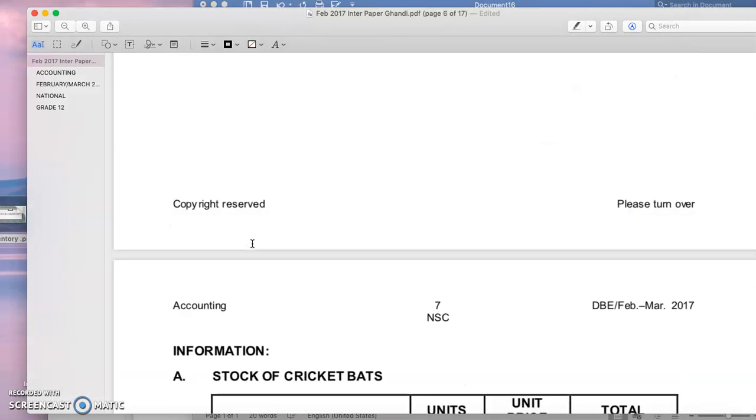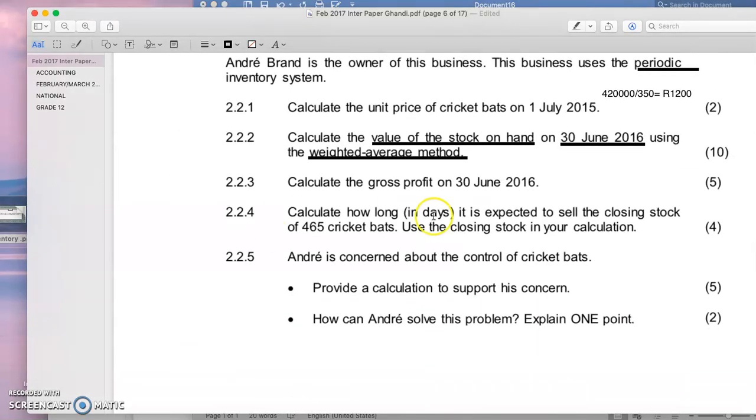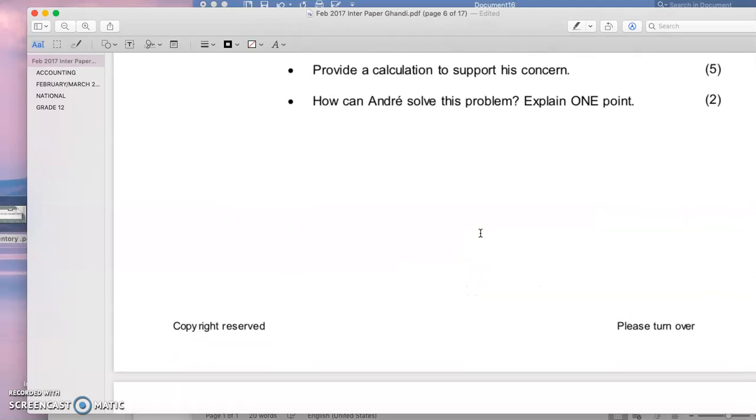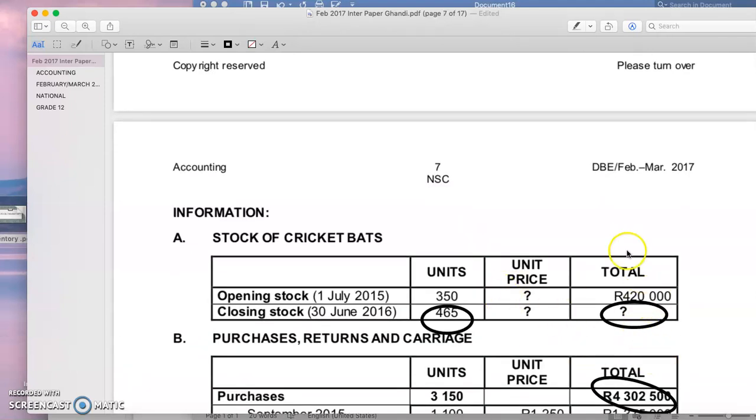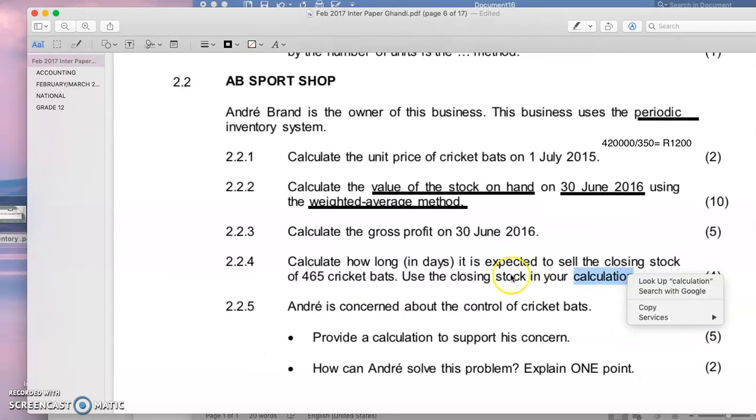In this question, we want to calculate how long it is expected to sell the closing stock of 465 cricket bags. They're telling us to use the closing stock in our calculation, and that's no problem because we have calculated that. Okay, so one more time, we want to calculate how long. That means our answer is going to be in days, okay? Our answer is going to be the number of days. And we're talking about closing stock.